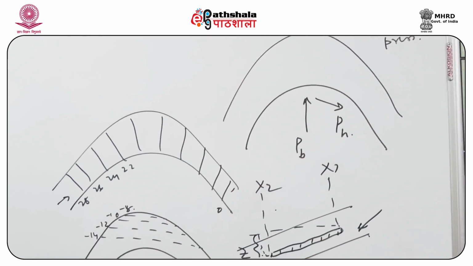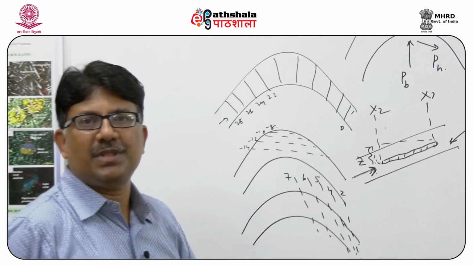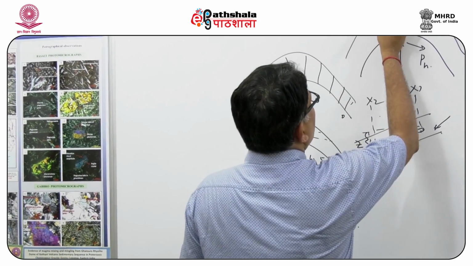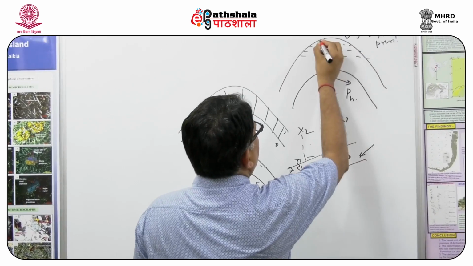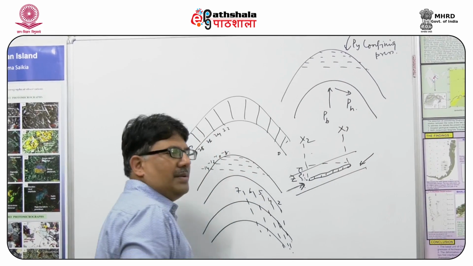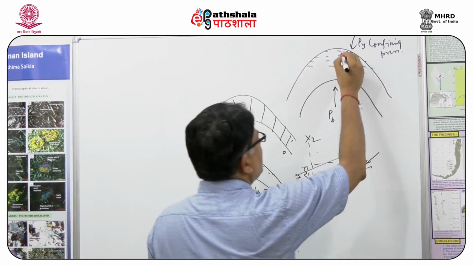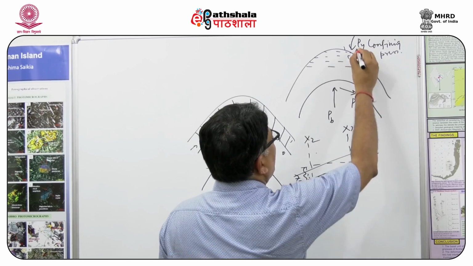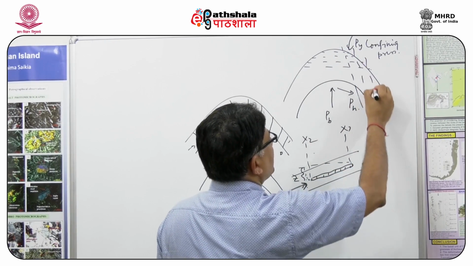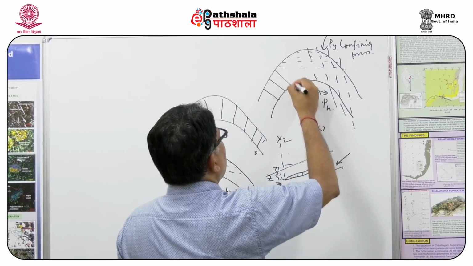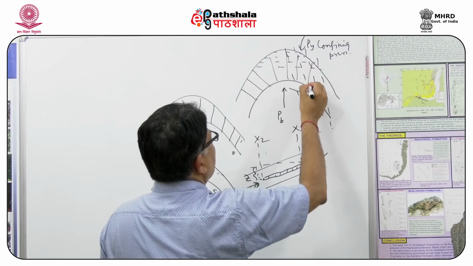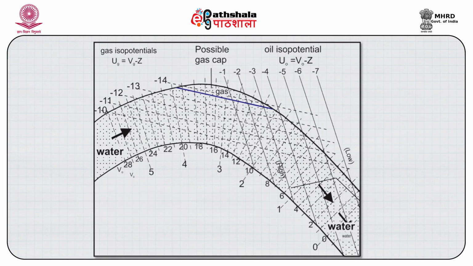That is the anticlinal system. There are three different forces that are operative. We will have a gas isopotential surface like this, an oil isopotential surface like this, and a water isopotential surface like this. So this is one above another.